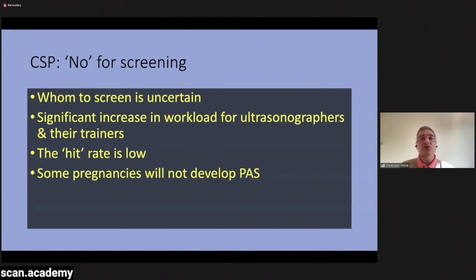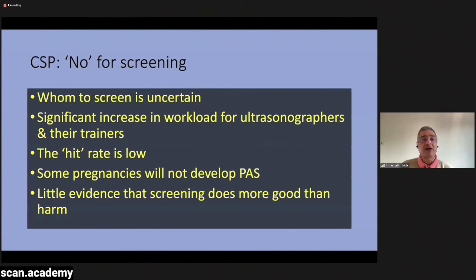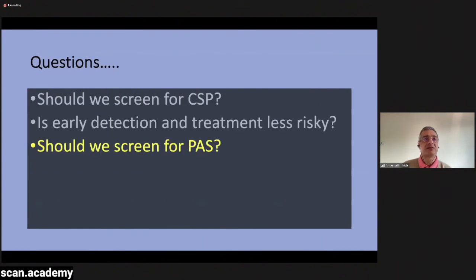Some pregnancies, even if they are diagnosed or detected to have cesarean scar pregnancy, will not develop placenta accreta spectrum. And at the moment, we don't know which one will and which one won't. Finally, there is little evidence that screening does more good than harm. So there are arguments on both sides of whether or not to screen for cesarean scar pregnancy. That brings me to my final point: should we screen for placenta accreta spectrum?